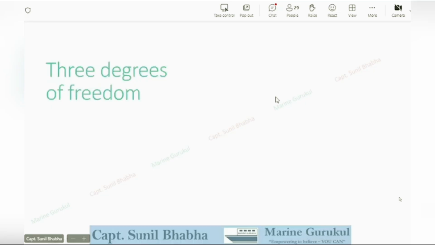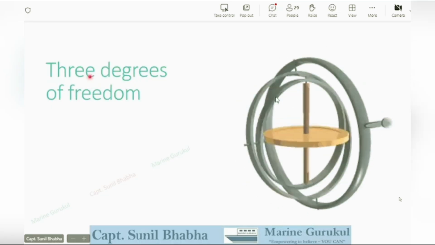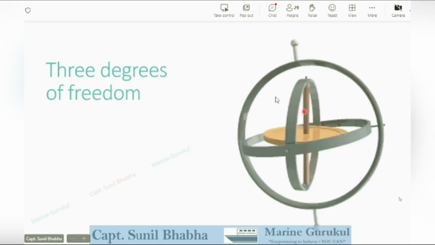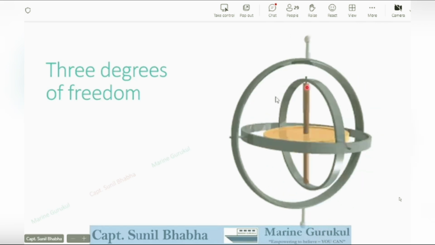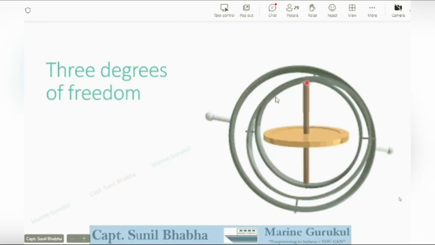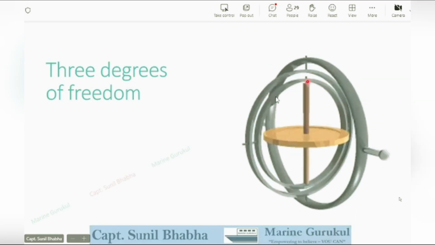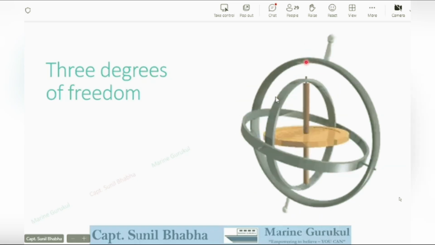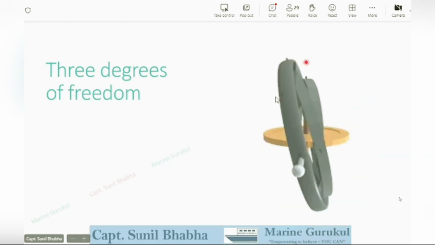Now let me show you this 3 degrees of freedom by way of an animation. You can see we have the yellow color part, that is the rotor, and we have the brown rod in the vertical orientation now. The brown rod is the spin axis. The spin axis is connected with 3 outer rings. So you have a ring in the vertical plane, you have a ring in the horizontal plane, and you have an outer member with handles. So this is a free gyroscope having 3 degrees of freedom.